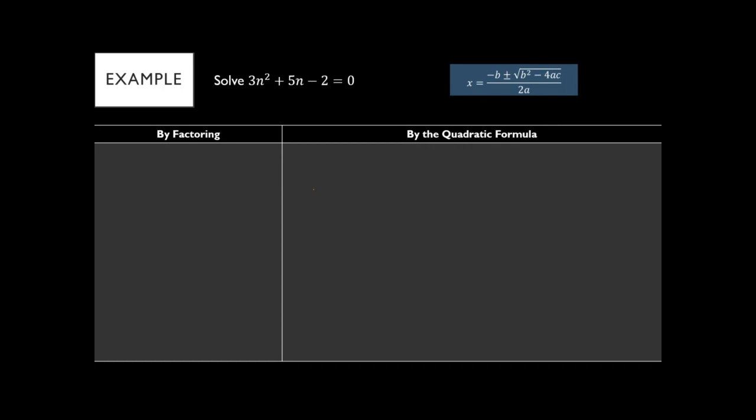So we have 3n squared plus 5n minus 2 equals 0. When we factor this, it's going to be factored into two sets of parentheses, and then we have the equal 0 on the right. I have 3n squared, and the only two numbers that multiply to 3 are 1 and 3. So I can write this as 3n and n. So 3n times n will get me 3n squared.